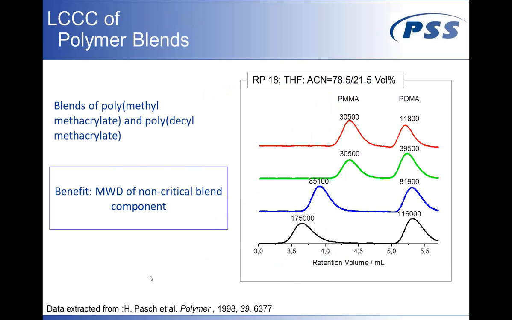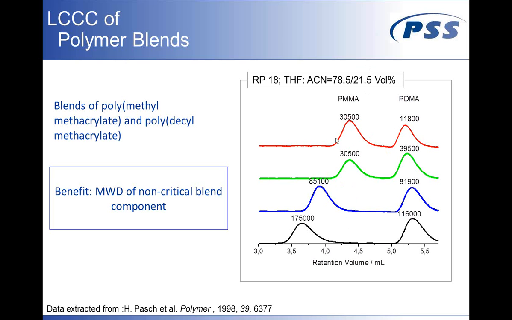That is an example, again, from the group of Harald Pasch, and that was blends of PMMA and polydecyl methacrylate. What has been done here is that critical conditions were selected for polydecyl methacrylate, as you can see here. The decyl methacrylate, irrespective of the molar mass, elutes all at the same time, while the PMMA elutes earlier on this column combination. It was a non-polar column, THF acetonitrile mixture, and you can see here the PMMA elution is not influenced by the molar mass of the PDMA.